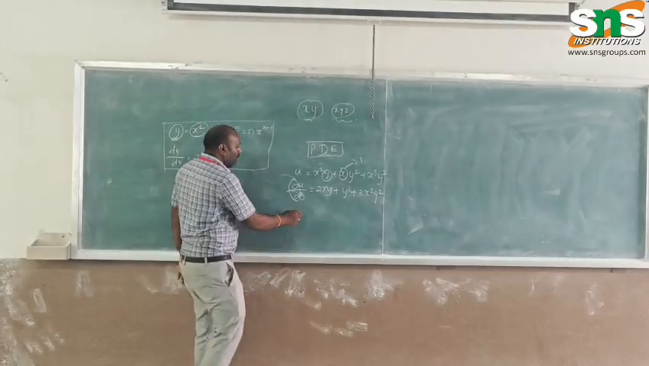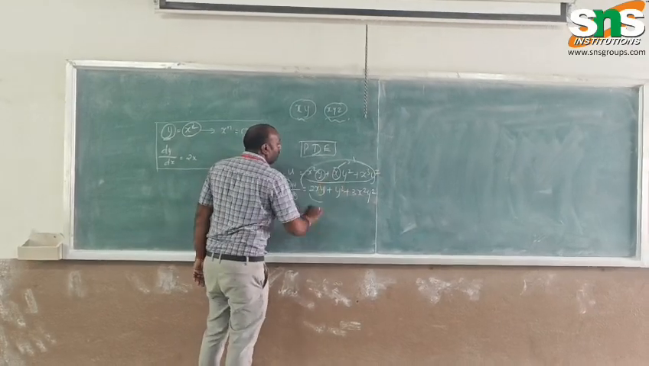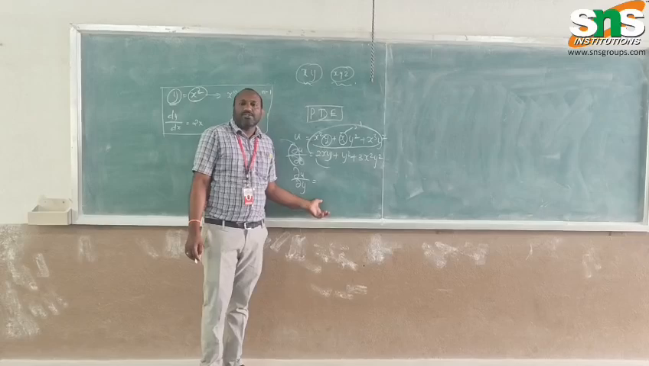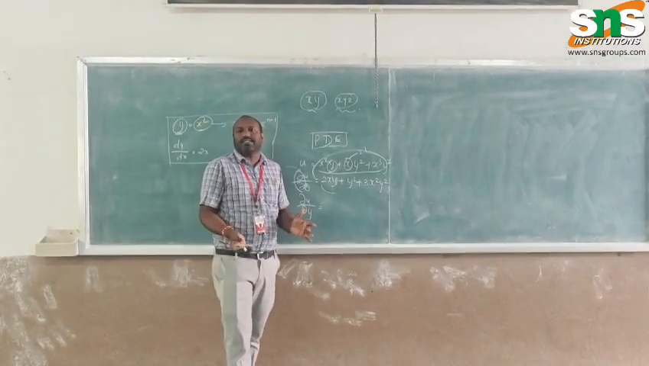We can use dou u by dou y. So here the only hero is y, not x. That is the method we can use. So this is the very easiest tool to transform the equations.